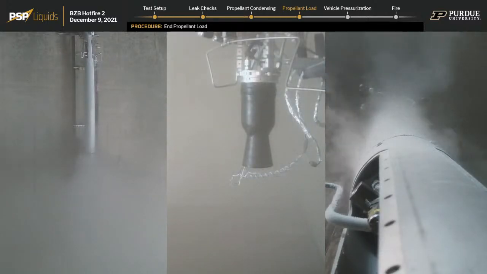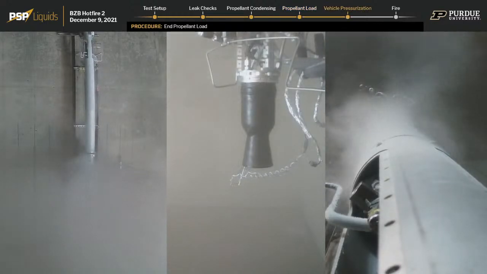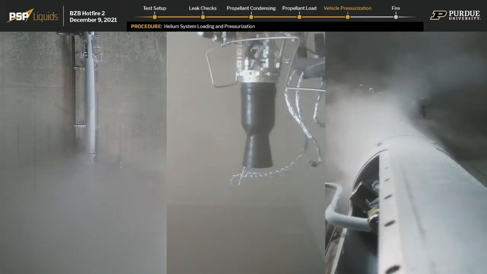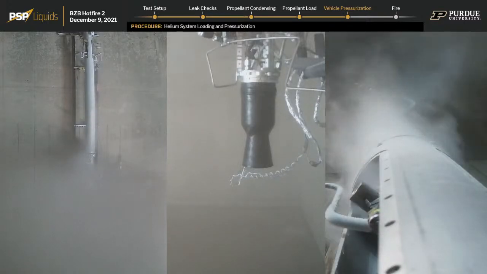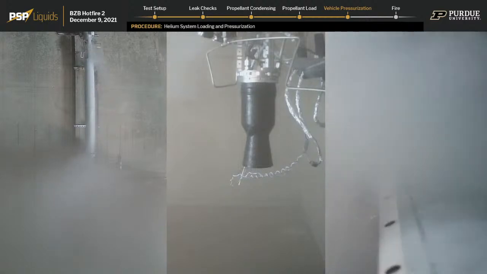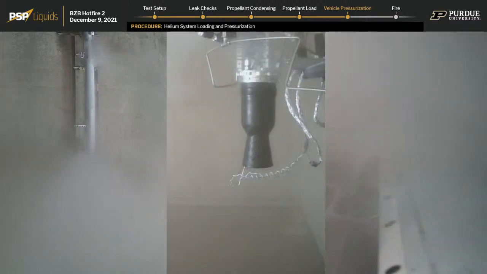We are in vehicle pressurization. Following propellant load, we are going to pressurize the vehicle. Everything's going to start happening real quick here. We are pressurizing the vehicle. We're waiting until it's steady.